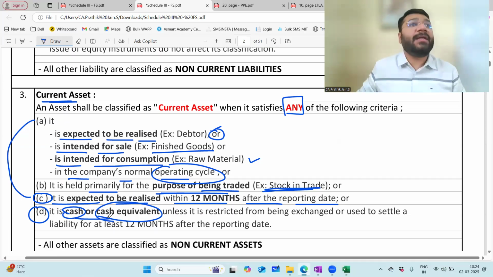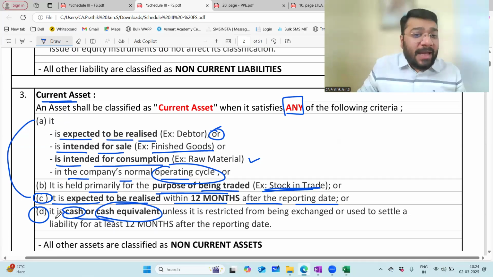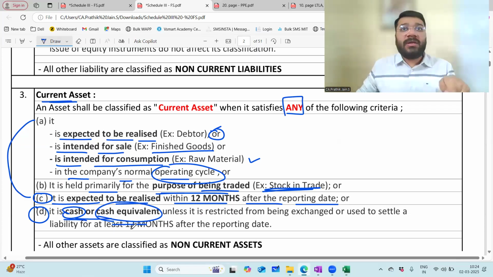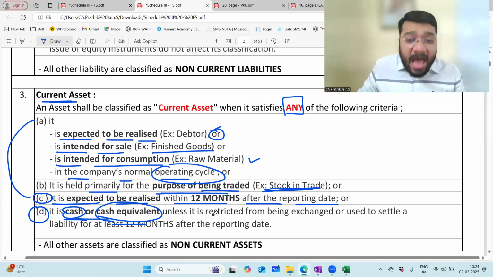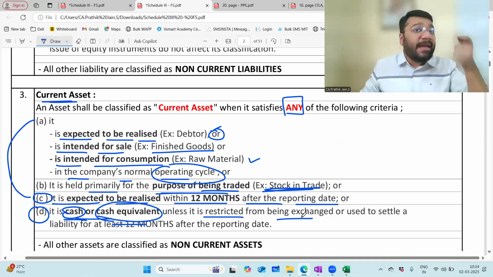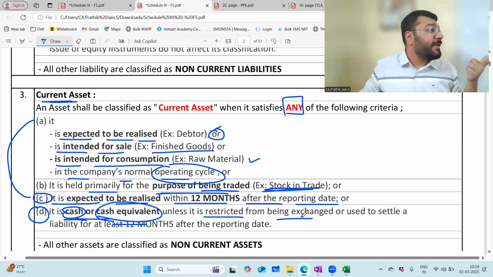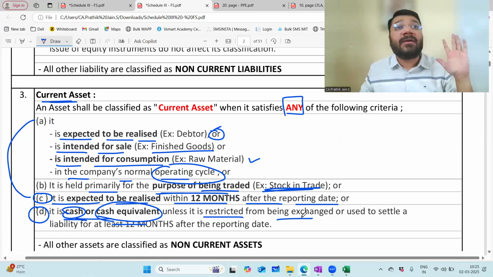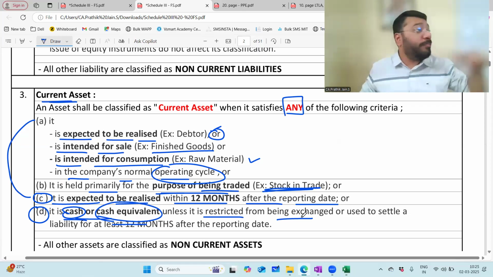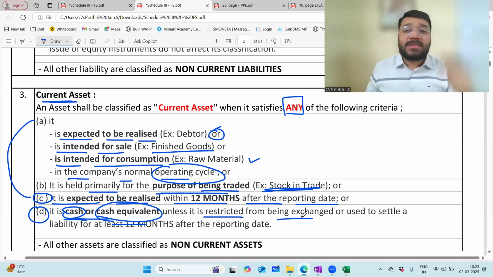There's one condition here. An asset should be classified as a current asset if it is in cash or cash equivalent. But if this cash or these cash equivalents have some restrictions, then you cannot treat them as current asset. It means I have restrictions and I cannot use that money for the purpose of paying the current liability. What is the purpose of a current asset? I'll be using all the current assets to pay my current liabilities. That is what we studied in the ratio topic.